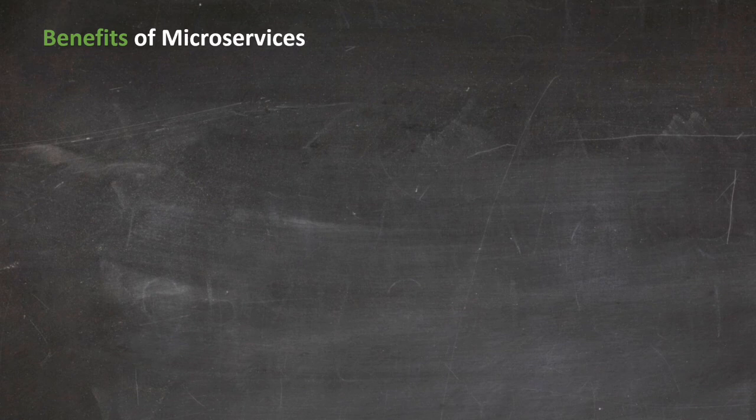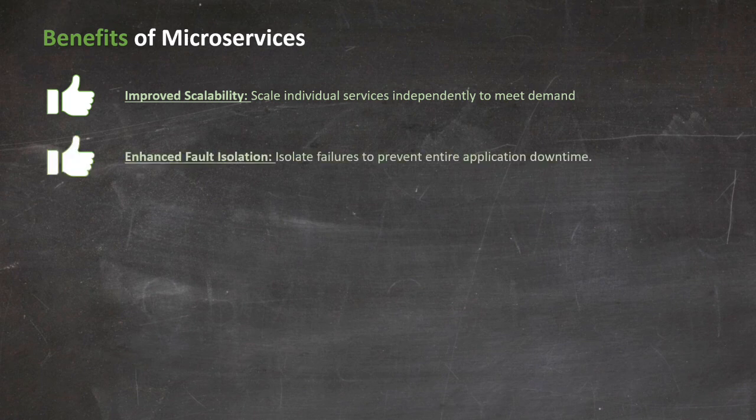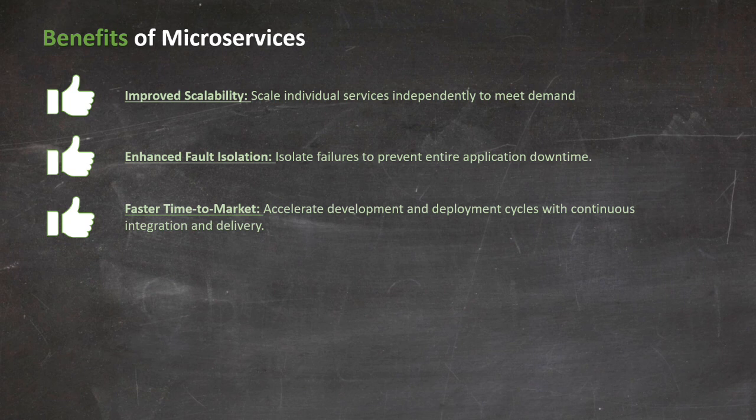Microservices offer a range of compelling benefits that make them an attractive choice for modern software development. First, improved scalability. With microservices, you can scale individual services independently, allowing your application to efficiently meet varying demands without over-provisioning resources. Next, enhanced fault isolation. By isolating failures to specific services, microservices prevent a single issue from bringing down the entire application, ensuring greater reliability and uptime. Microservices also enable a faster time to market.